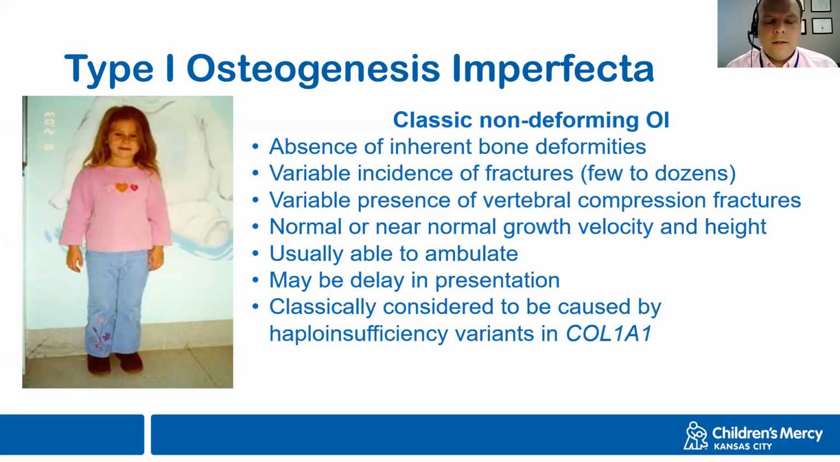And I typically consider these to be caused by what we'll call haploinsufficiency variants in COL1A1. So what does haploinsufficiency variant mean? It means that you have some sort of complete loss of function of one of the two copies of that gene. There are many mechanisms by which this can happen, but those are beyond the scope of what we're looking to do in this discussion today.